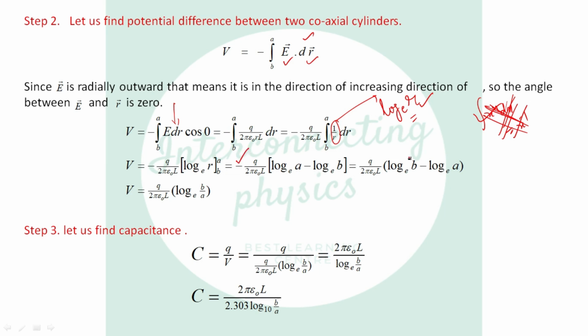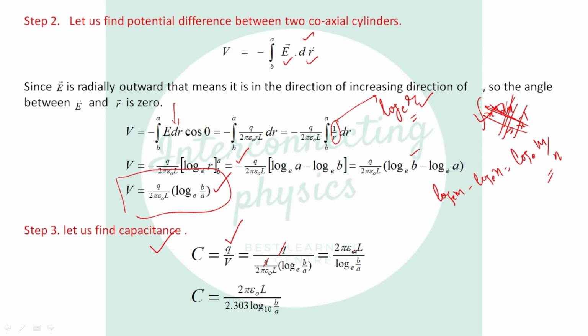Now log b minus log a: we studied in the lower classes that log m minus log n is equal to log m over n. So we use this formula here and we get the potential difference between the two cylinders as Q over 2 pi epsilon naught L log b over a. Now let us find the capacitance, C equal to Q over V. So put the value of V here. Q cancels out with Q, and 2 pi epsilon naught L will come in the numerator.